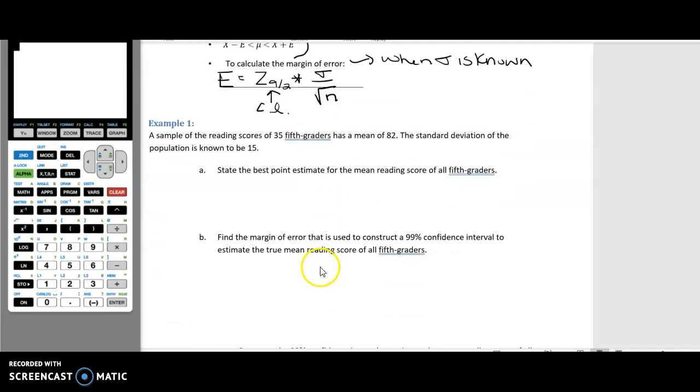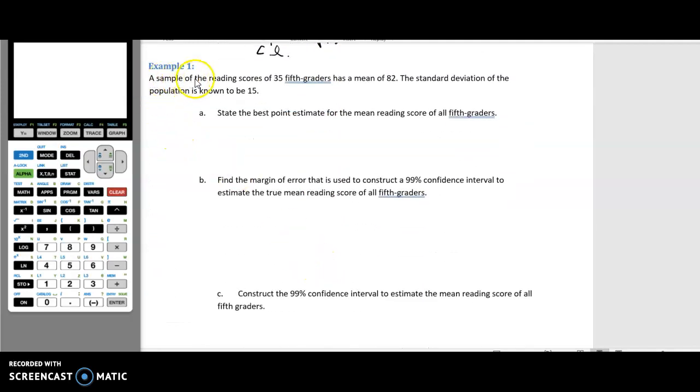Okay, so let's jump into an example. A sample of the reading scores of 35 fifth graders has a mean of 82. The standard deviation of the population is known to be 15. So let's kind of break this apart. First of all, we have a sample of the reading scores of 35 fifth graders. So 35 fifth graders, that's going to be n. That's how many fifth graders we had, right? Has a mean of 82. So the mean here, is this x bar or is this the population mean? Well, it comes from 35 fifth graders. So this is actually going to be from a sample, right? So this is going to be x bar.